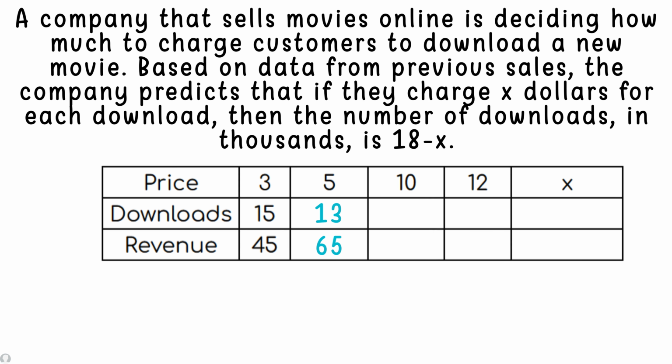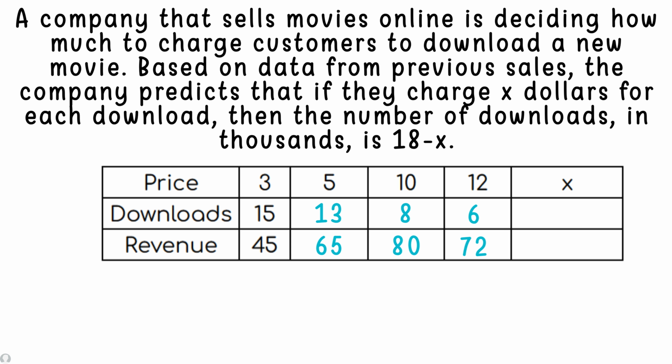Now let's look at when the price is 10. So we'll subtract 18 and 10, which gives us 8, and then we'll multiply 8 times 10 to find the revenue, and we'll get 80,000. Now let's look at when the price is 12. So we'll subtract 18 and 12, which gives us 6, and multiplying that by the price of $12 gives us 72,000. Now we're going to look at when the price is x.